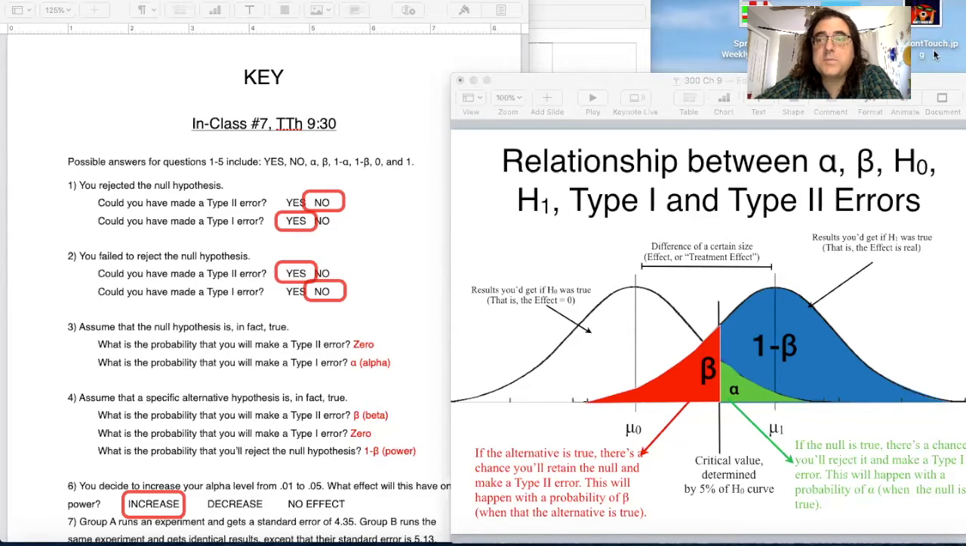Hello, everyone. As promised, I would like to share with you a walkthrough about how to get all the right answers on the in-class assignment for number 7. This says 9:30 at the top.